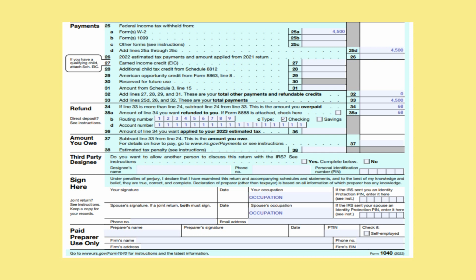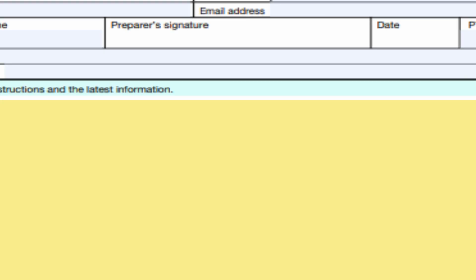The bottom portion of the Form 1040 are refundable credits. So the additional child tax credit is a credit that you can get even though your tax is already reduced to 0. You would calculate if you qualified for this on Schedule 8812. If you are taking the education credit, the American Opportunity Credit from Form 8863, enter the amount on line 29. On line 31, enter the amount from Schedule 3, line 15.